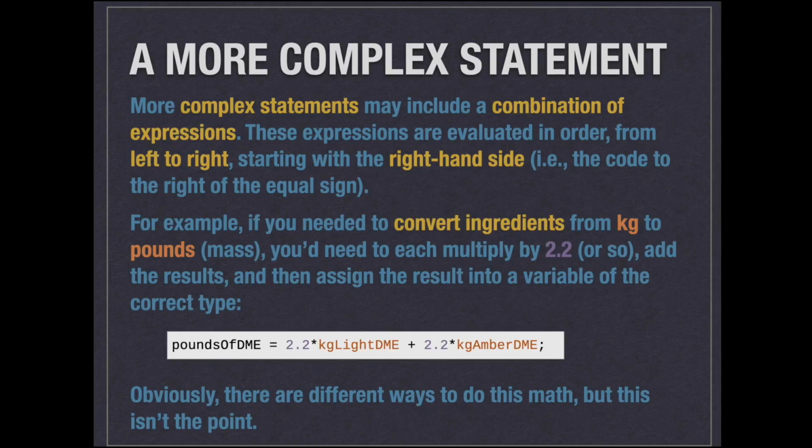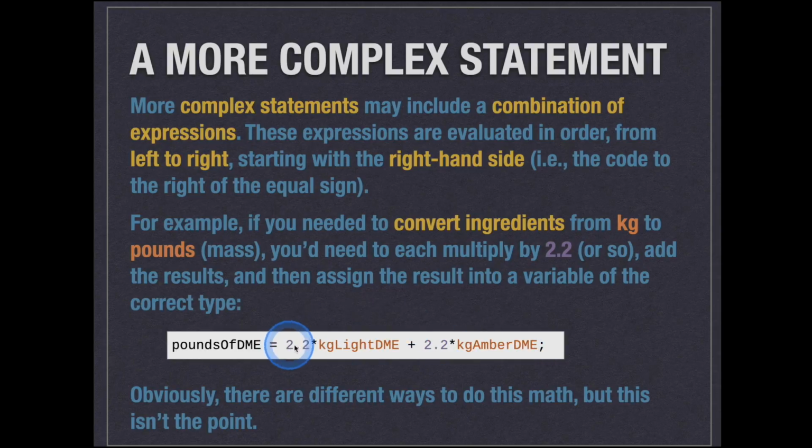But maybe we only have data on kilograms of these components. So we need to do a little bit of math to convert the kilograms into pounds, and you do that by multiplying by 2.2. So if you had a statement like this where I wanted to calculate some value in pounds, I call it pounds of DME, and I set it equal, using the assignment operator, to this expression.